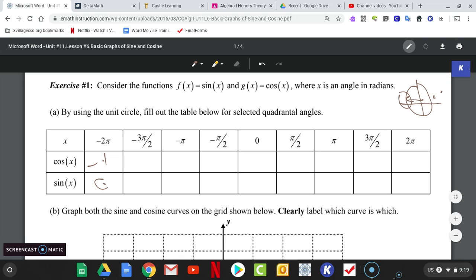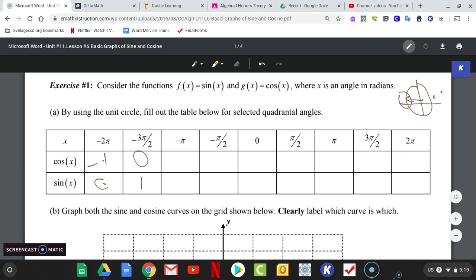Okay. Negative 3 pi over 2. What is the cosine of negative 3 pi over 2? If you look at where negative 3 pi over 2 is, you'll see the cosine is 0. And over here, the sine of that value is 1. You can actually just type them in your calculator too. Sine of negative 3 pi over 2, enter. Cosine of negative 3 pi over 2, enter. It'll give you these values, okay?